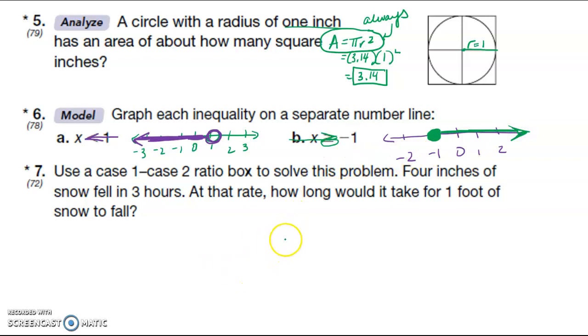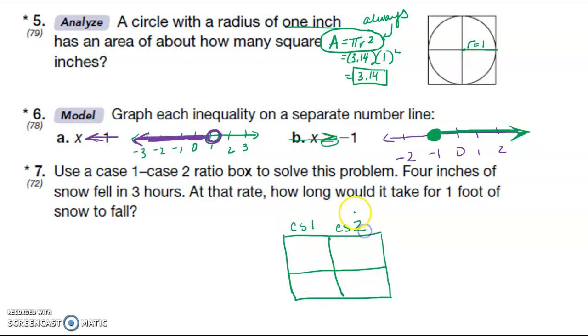Okay, number 7. And remember, guys, why don't you go ahead and pause the video and see if you can figure this one out for yourself. And then if you get the same answer, great, skip on to the next one. If you don't, go ahead and watch how I've done it. So it says use the case 1, case 2 ratio box to solve this problem.